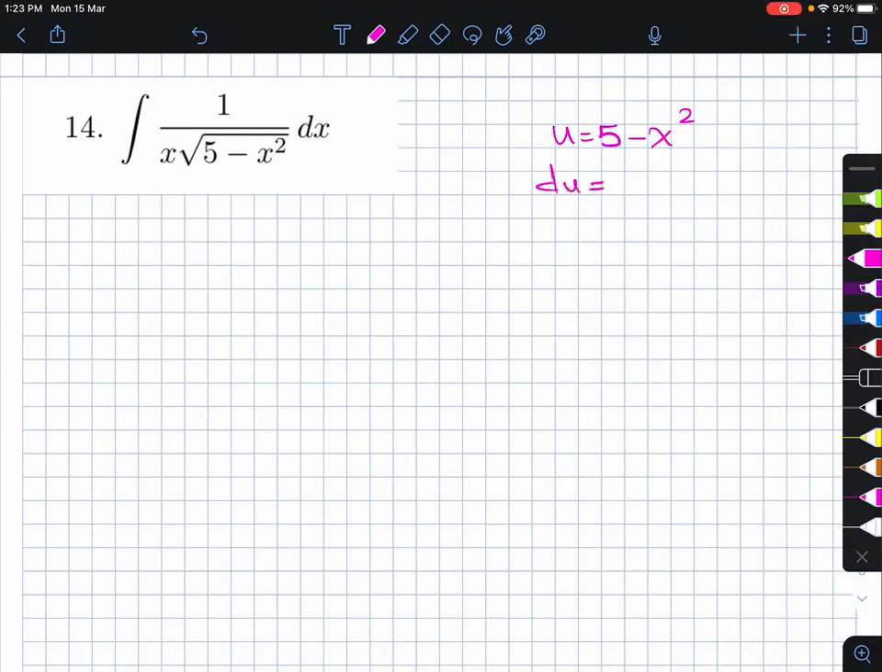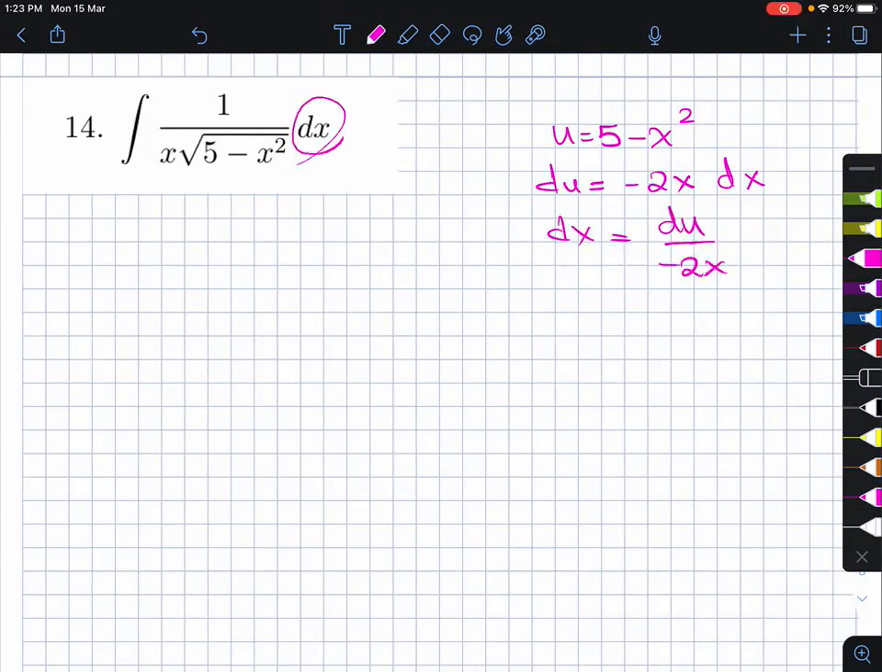5 minus x, du over dx is negative 2x. I don't think you can. Why do you have to use trig substitution? Because integration by parts with u substitution doesn't work. So you have to use trig substitution. The dx now is du over negative 2x.